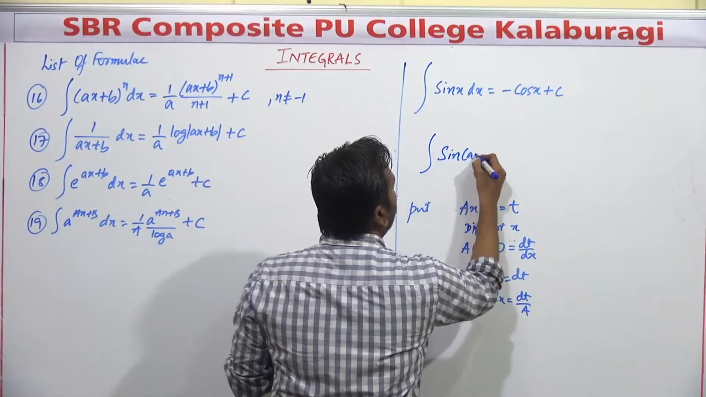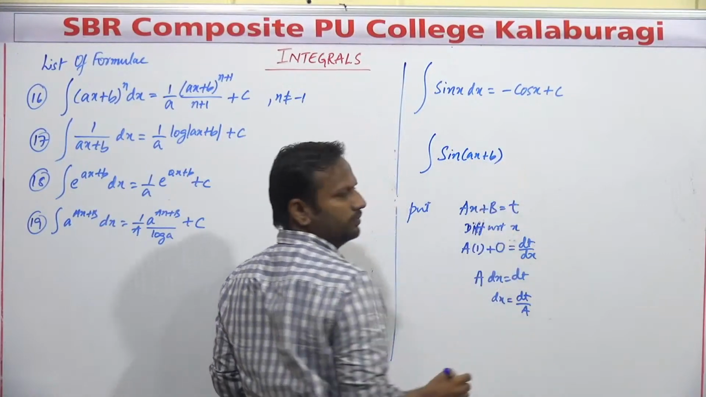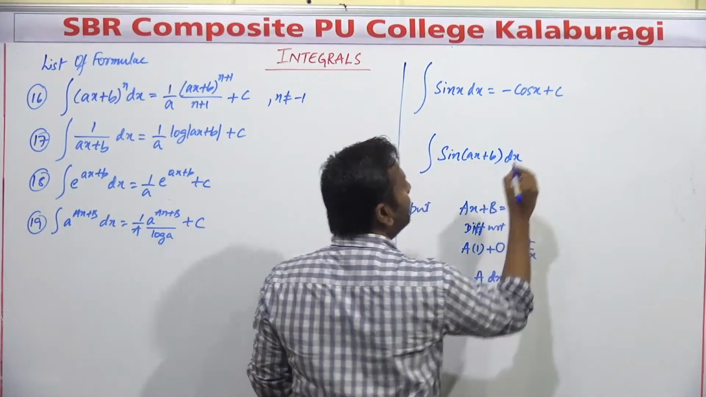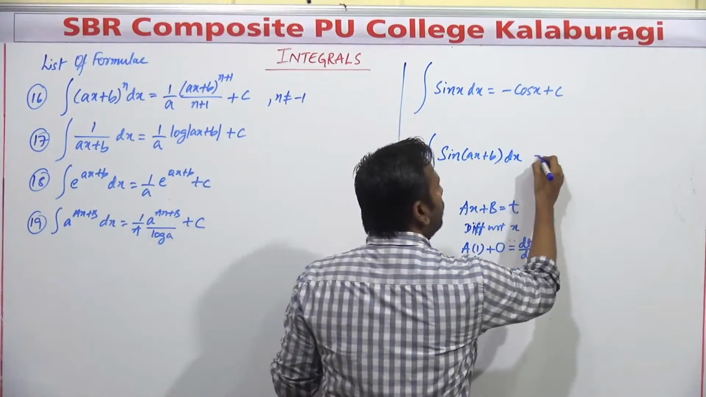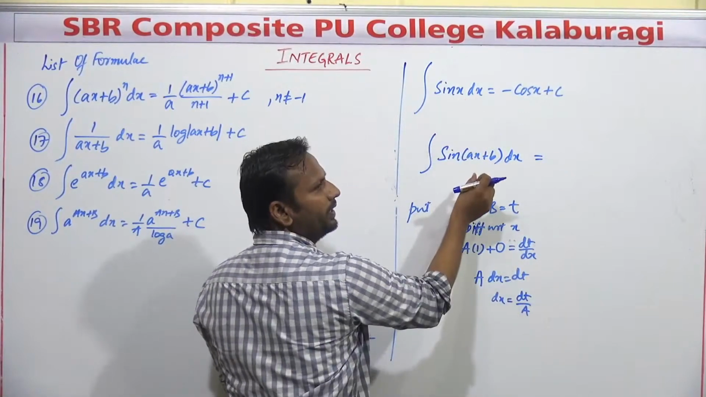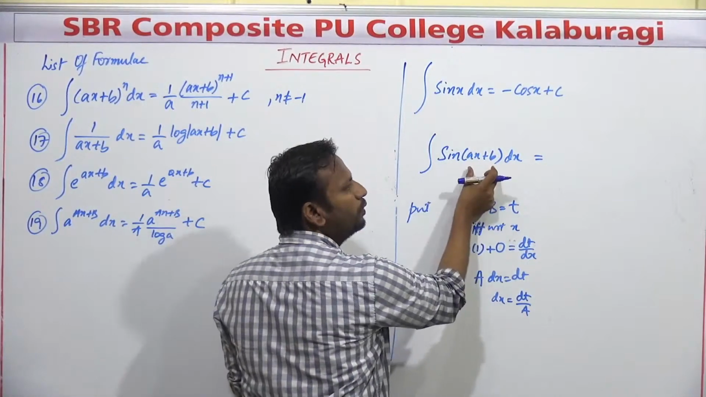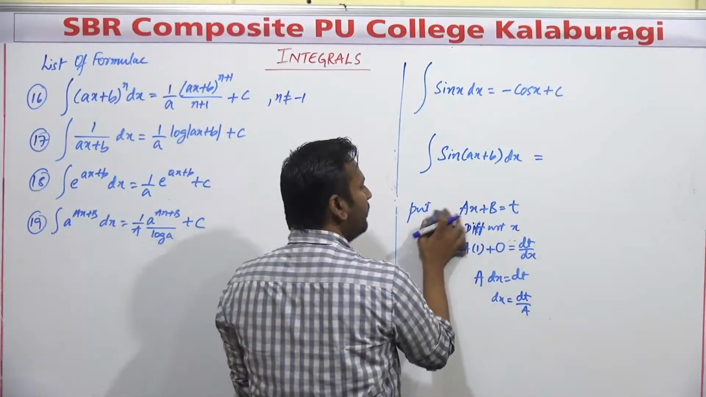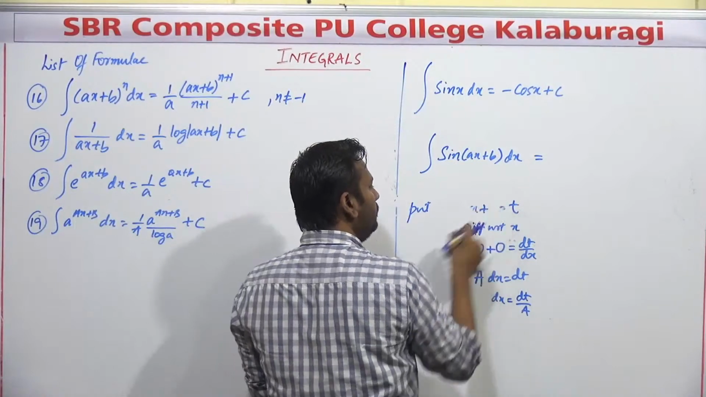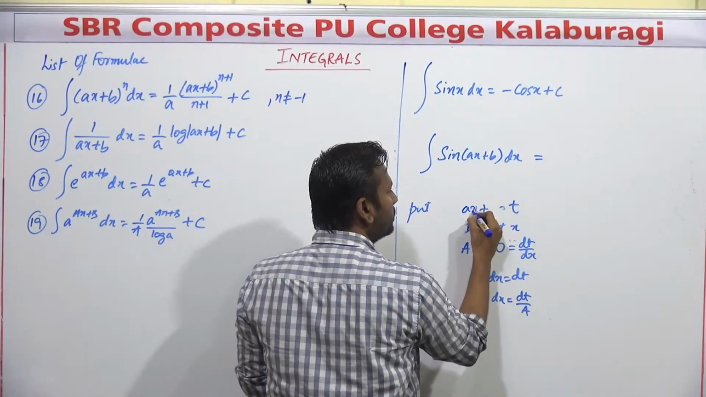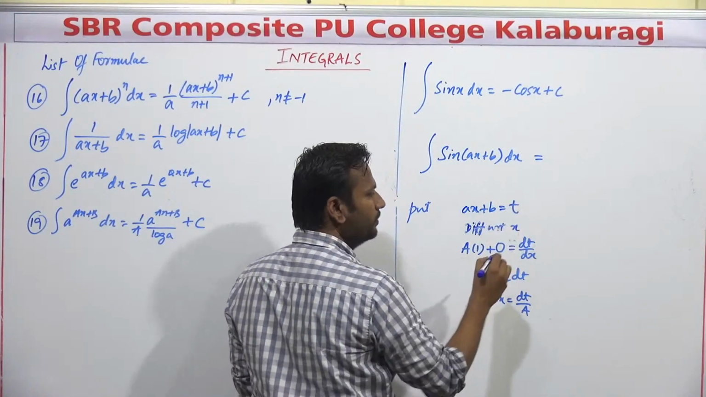Now, what if they have provided it like this: sin of ax plus b? So now, what do we have to do? It is a little bit complicated in the x. Again, we have one more linear expression there. So we have to substitute ax plus b, small ax plus b, as t, right?